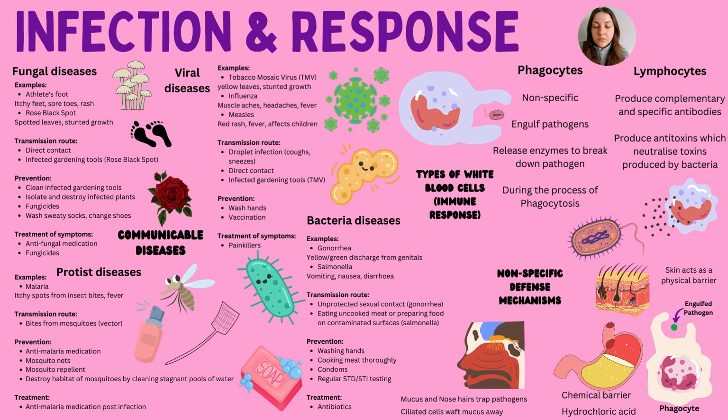Bacterial diseases can include gonorrhea, which is a sexually transmitted disease and causes yellow-green discharge from the genitals. Salmonella causes vomiting, nausea, and diarrhea. The transmission route can be sexual contact, which is unprotected, so using a barrier method like condoms. And also, in case of salmonella, is eating contaminated food or uncooked meat when preparing food. Prevention for gonorrhea includes condoms or different barrier methods, and also to get regular STI and STD testing. Antibiotics can be used to treat the condition. In the case of salmonella, you want to wash your hands and cook meat thoroughly.